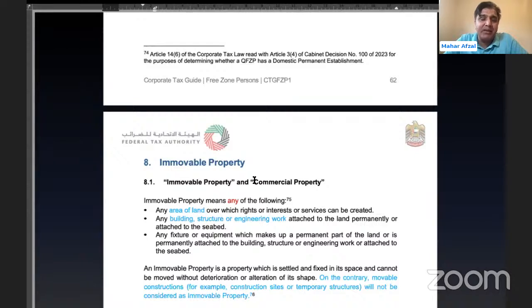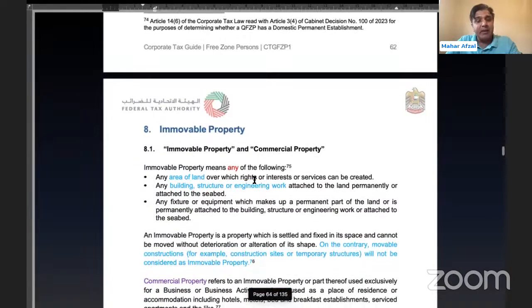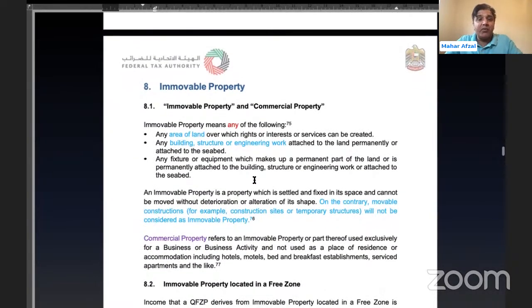If it is not PE, then we need to look into whether this income is being generated from qualifying activities or non-qualifying activities. Immovable property, we have already discussed. Only one stream of income is there, which will be qualifying income. All income other than this will be straightforward subject to tax at 9%.